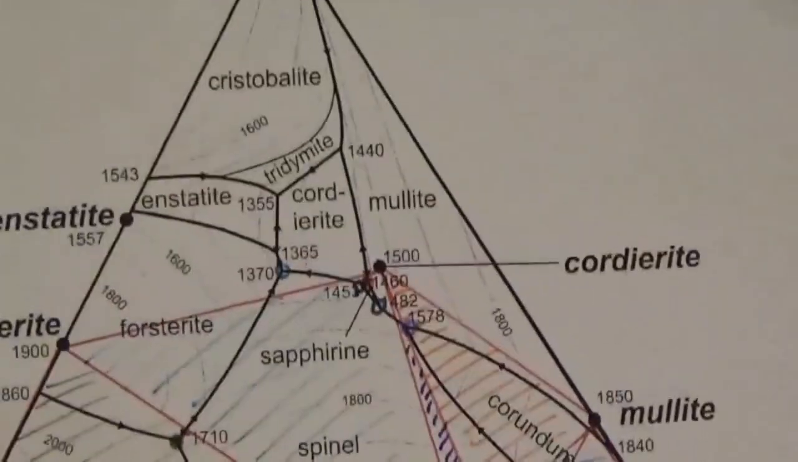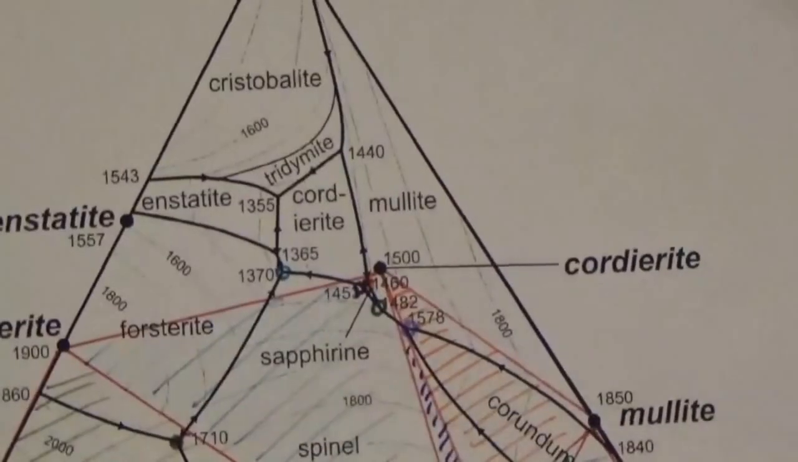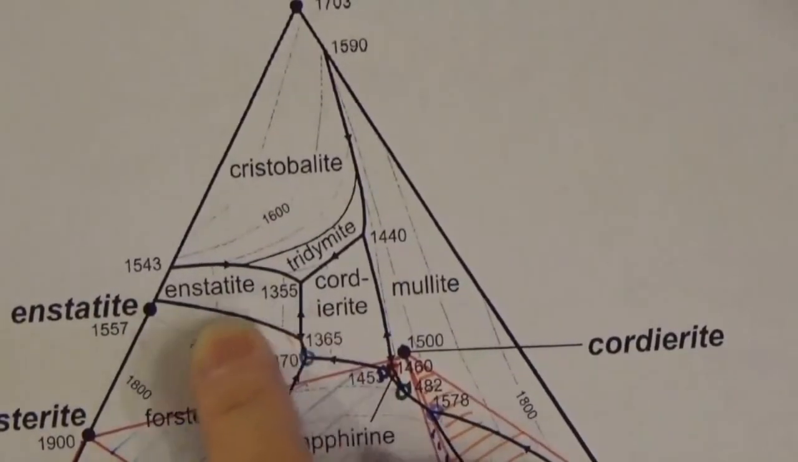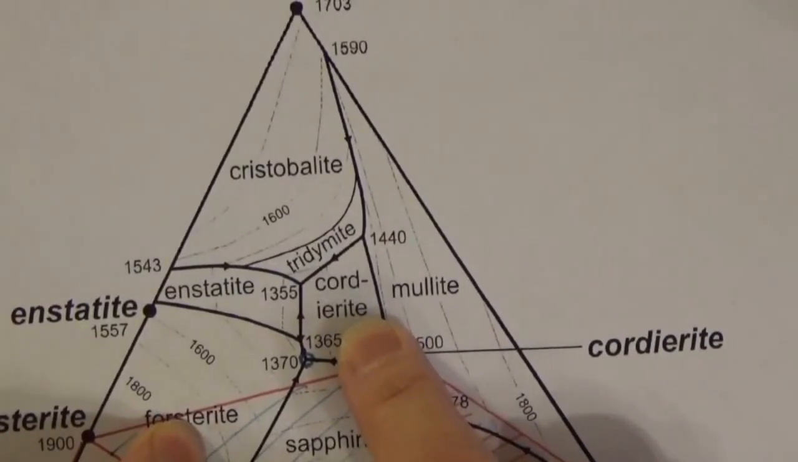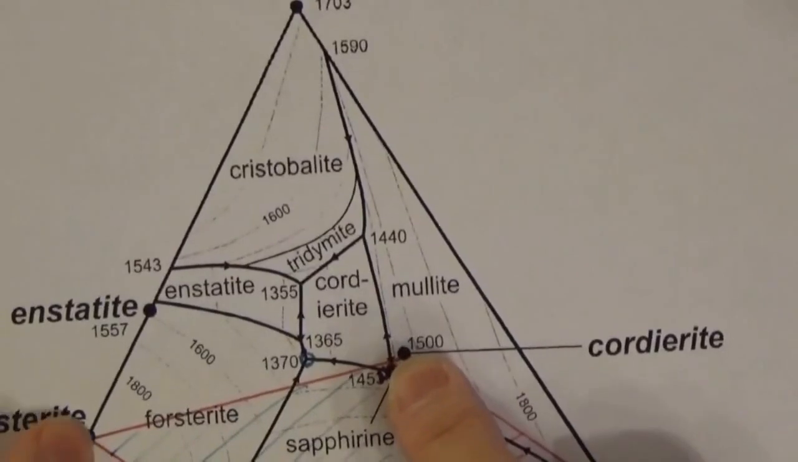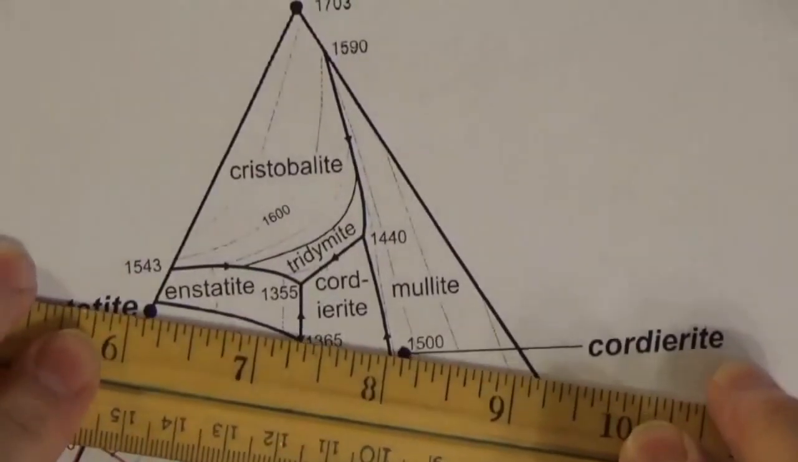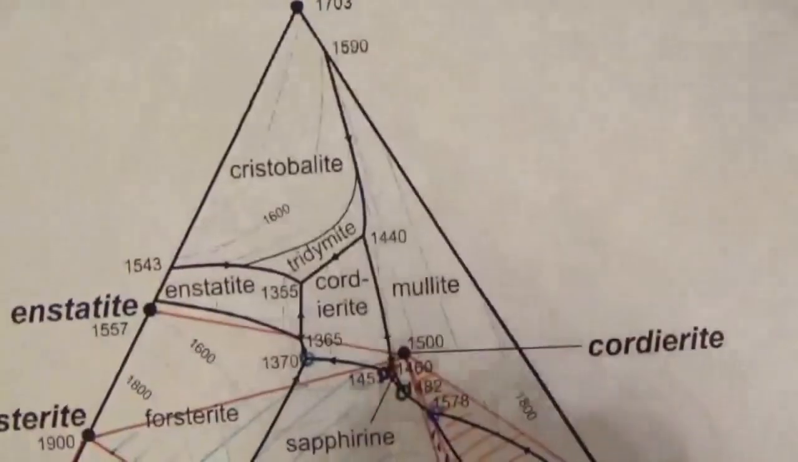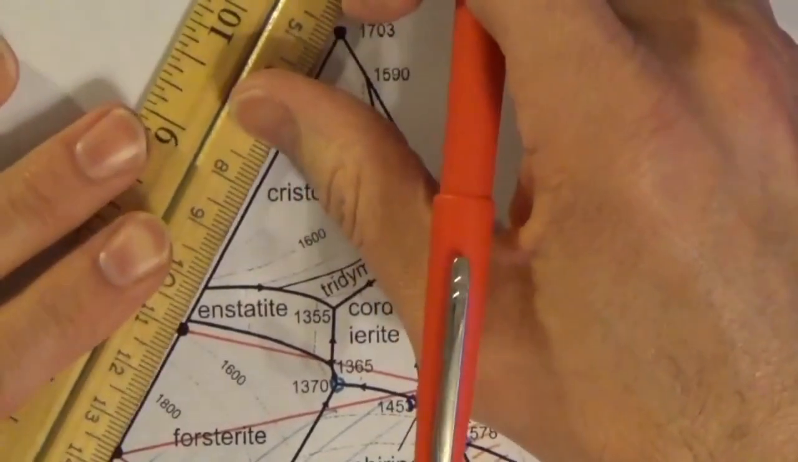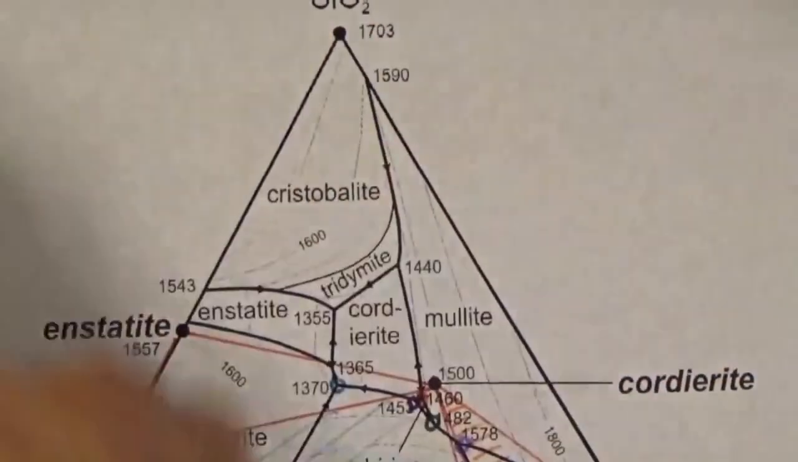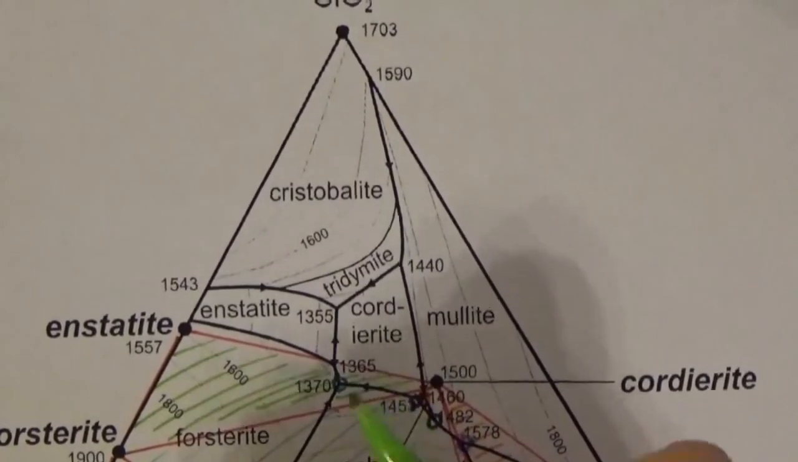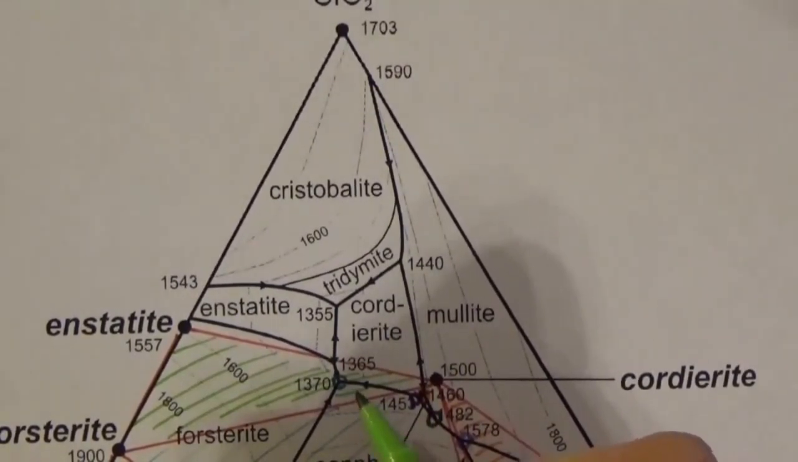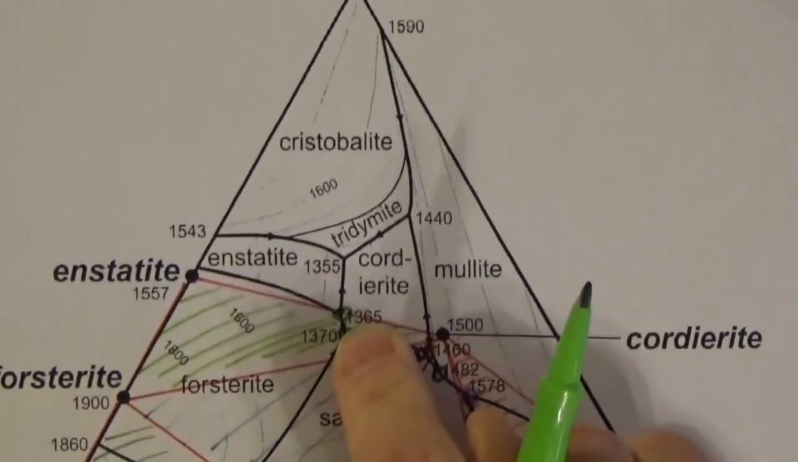Okay, so we've pretty much filled this all in. We still have a few that we haven't addressed. So let's go back and do those. We've got that one covered. Here's one which is enstatite, forsterite, and cordierite. So we've got cordierite, forsterite, and enstatite. Okay, so, light green. This compositional triangle is going to have its eutectic right there.